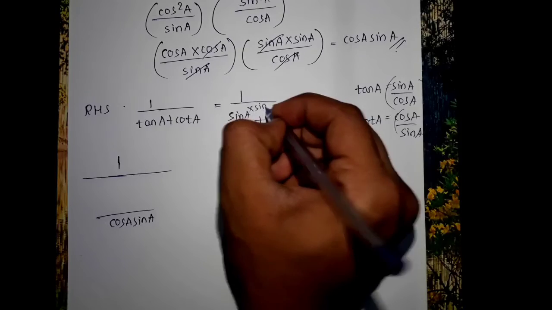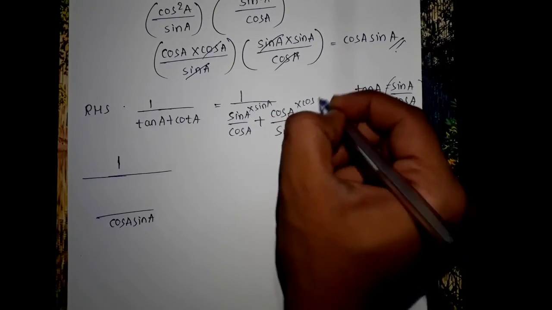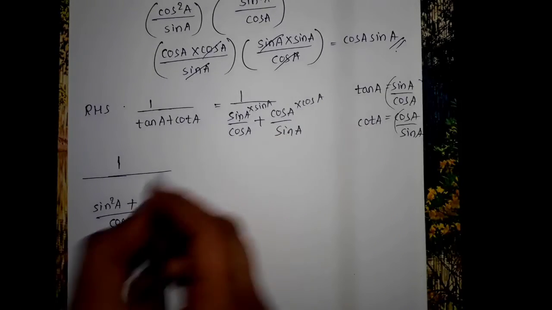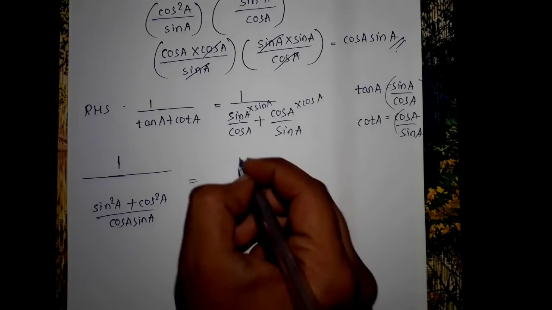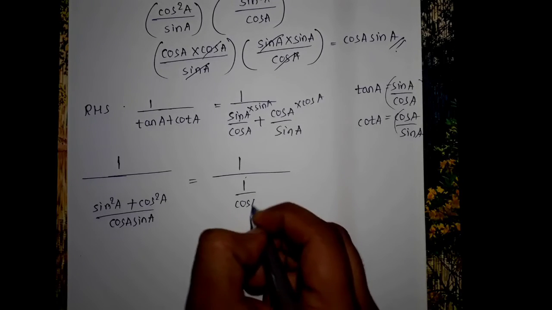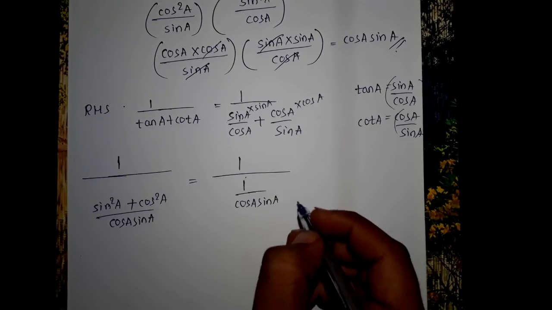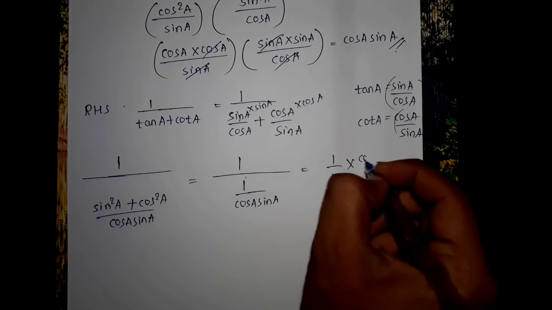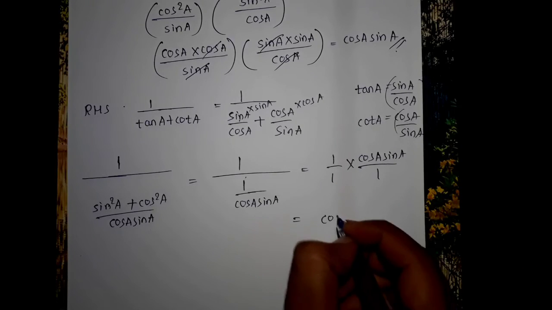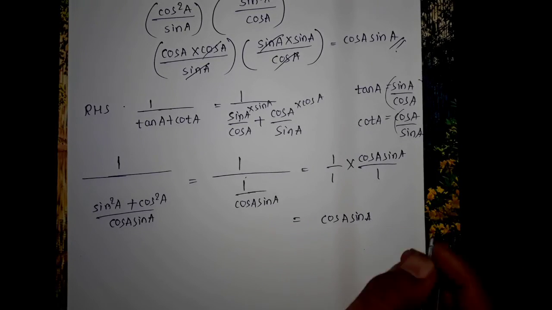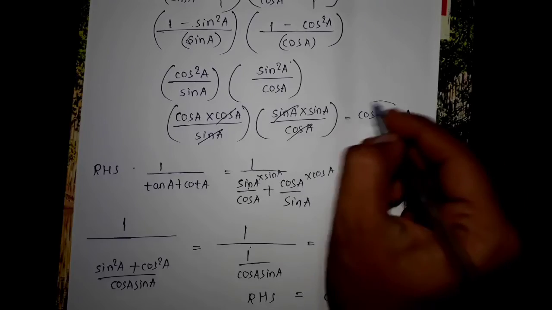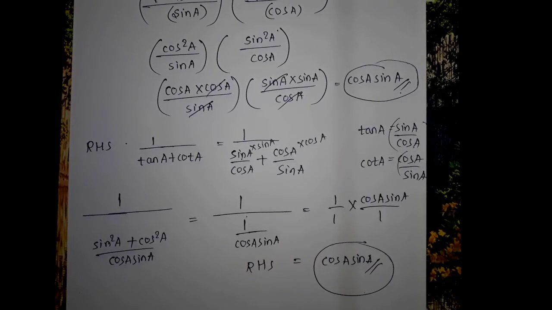Cos A into sin A, sin A into sin A, sin square A plus cos A into cos A, cos square A, that is equal to 1 whole divided by sin square A plus cos square A is 1, divided by cos A sin A. Next that is equal to 1 by 1 into cos A sin A divided by 1, that remains cos A sin A. Therefore this is RHS. Therefore LHS is equal to RHS.